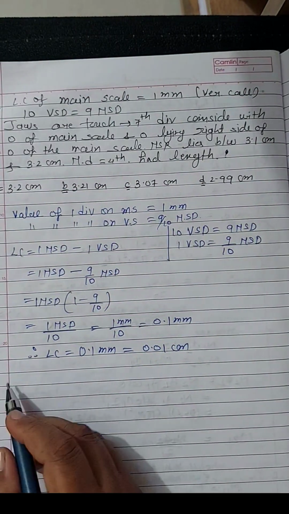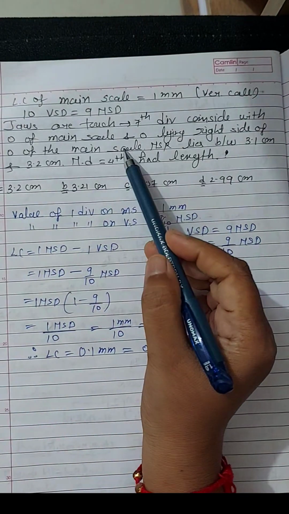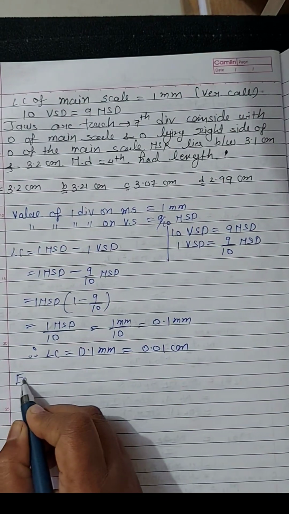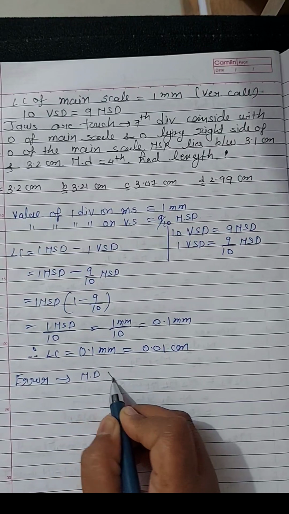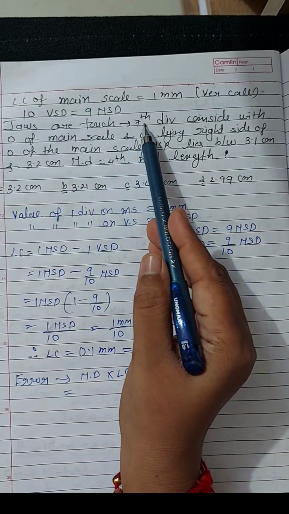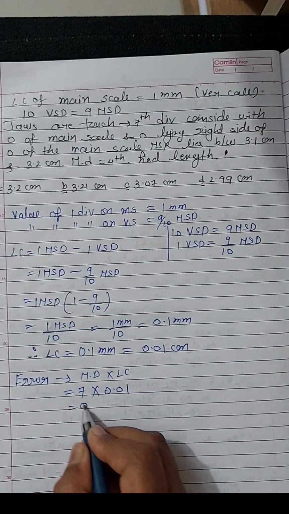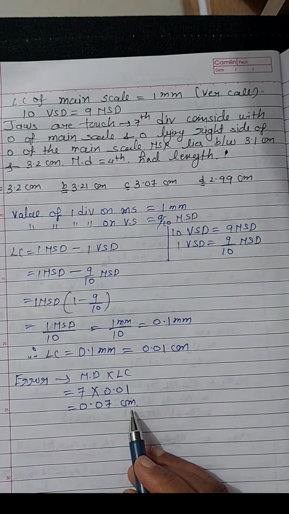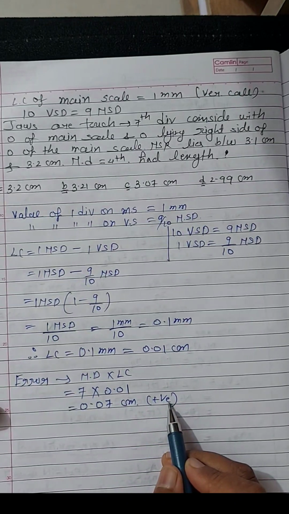Okay. Now for the calculation of error. Error is positive because 0 lies on the right side of the 0 of the main scale. And how to calculate error? The formula is matching division multiplied by LC. Matching division is given, it is the 7th division, right? Multiplied by LC, 0.01. So it is 0.07 centimeter. And the nature of the error is positive, so we have to subtract it in the final result.